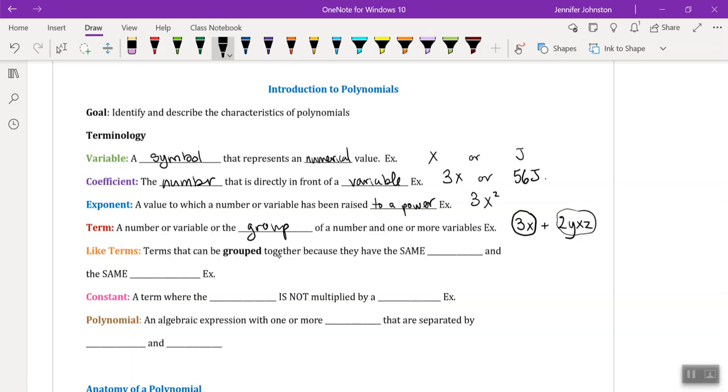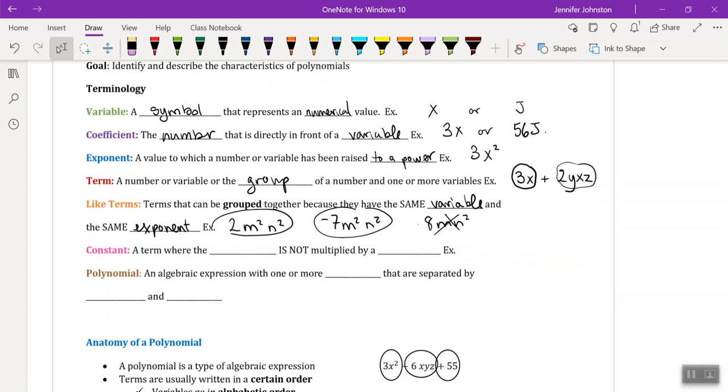So it's like a grouping of variables, or you could have just one variable, that's fine. Like terms are terms that can be grouped together because they have the same variable and the same exponent. For instance, last lesson we looked at a whole bunch of different like terms. For instance, 2m squared n squared, we have the same variables as, let's say, negative 7m squared n squared. Something that is not a like term would be 8mn squared. This only has one m. We're looking for 2. So those would be like terms. This one and this one would not be like terms.